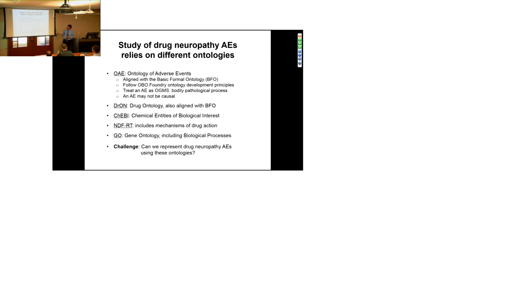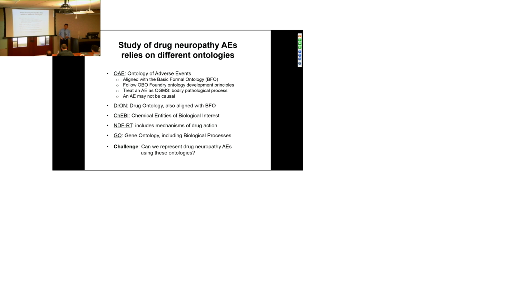If it's a drug, we can use drug ontology or some other options. If it's chemical, each drug is associated with a chemical compound, so we use ChEBI to represent the chemical information. If we are looking for the roles or the mechanisms of the drug, we use NDFRT. And if it's a biological process, we use gene ontology.